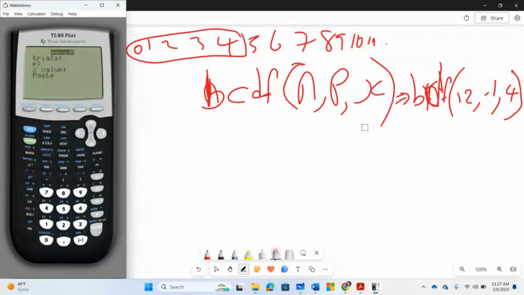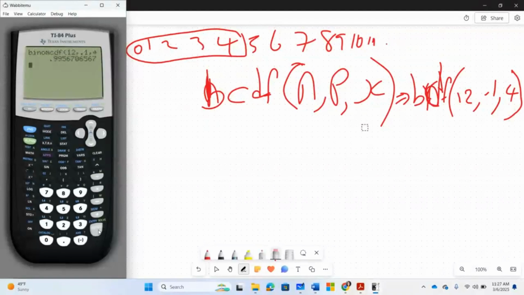And it's asking me what is the number of trials. In other words, what is n? The number of trials is 12. And then what is the probability of success? 0.1. What is the random variable? 4. And I'm going to tell my calculator to calculate. And it's asking me, is that what you want me to calculate? Yes.